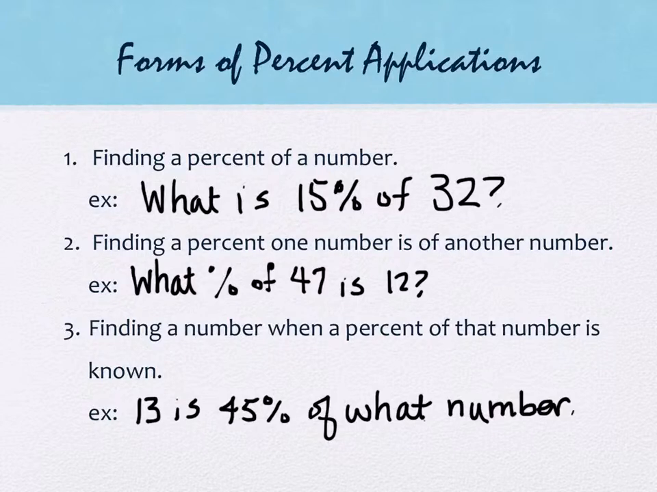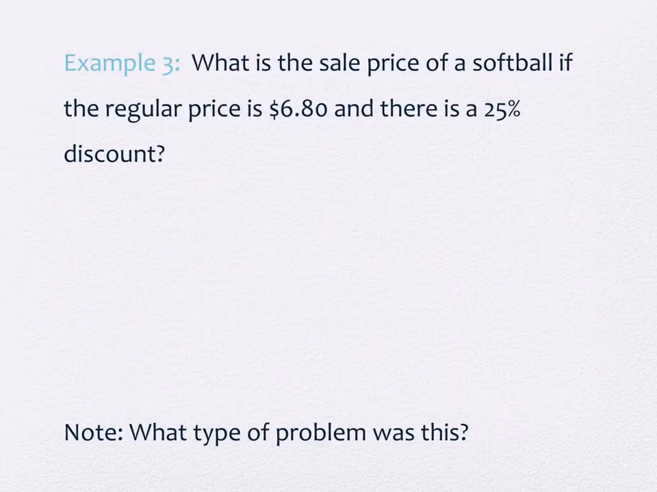All right, so what we're going to do is we're going to do some examples of these, and your textbook is never going to ask you what type of problem is this, but I do want you to see that you're using them, so that's why I'm asking it at the bottom. So that's you're not going to have to do this part of it later, but just something to be aware of is that you use these different application types in all kinds of language. So here's our first example. What is the sale price of a softball if the regular price is $6.80 and there is a 25% discount?